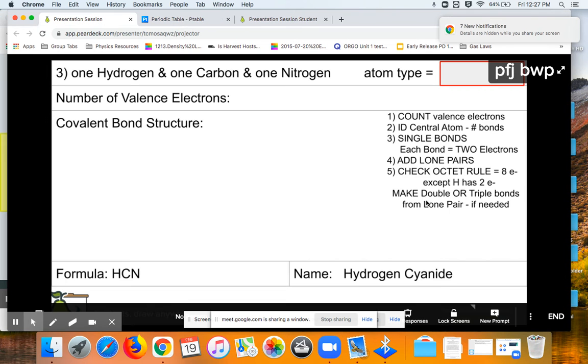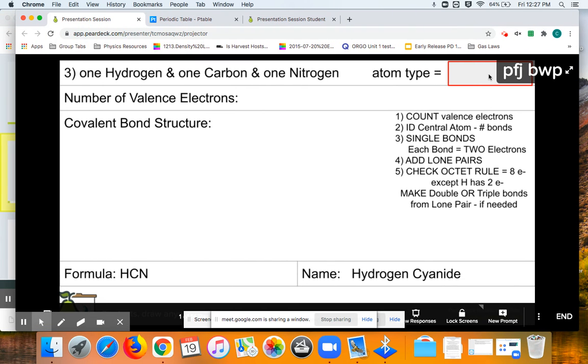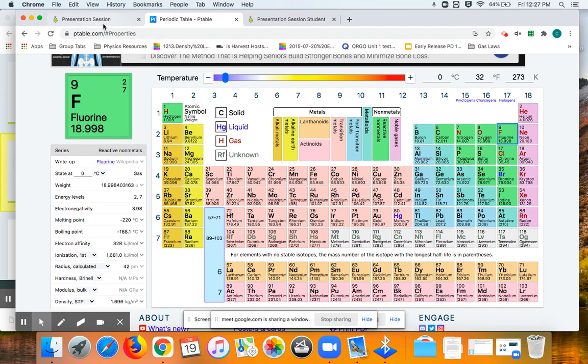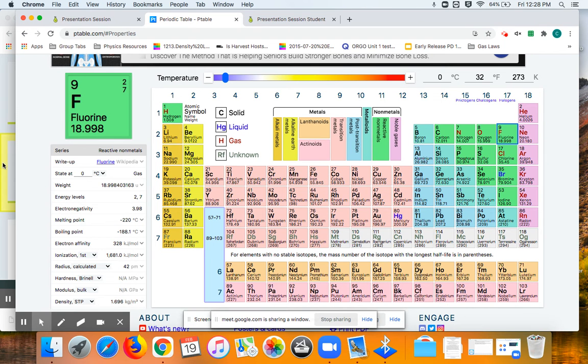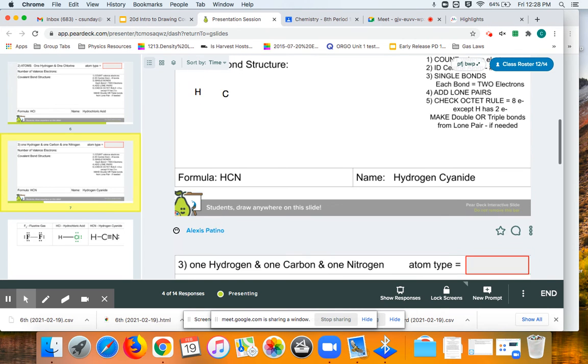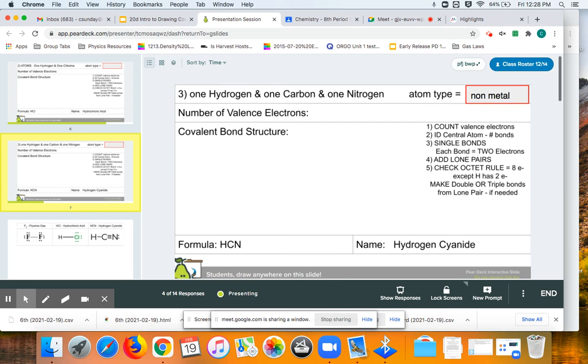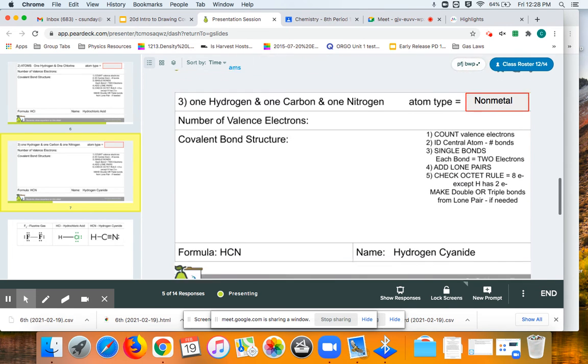Here you are, and I'm going to give you guys a moment. Tell me my atom type and then the number of the valence electrons. I'm going to keep the periodic table up in a moment. You need 1 hydrogen, 1 carbon, and 1 nitrogen. So I'm going to the periodic table. You need to find hydrogen, carbon, and nitrogen in order to figure out the number of valence electrons.